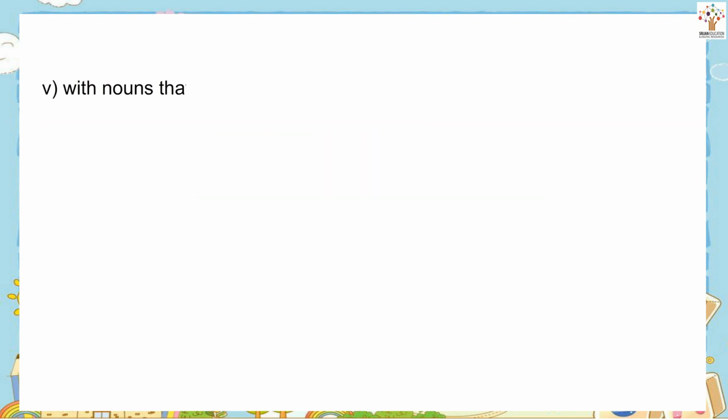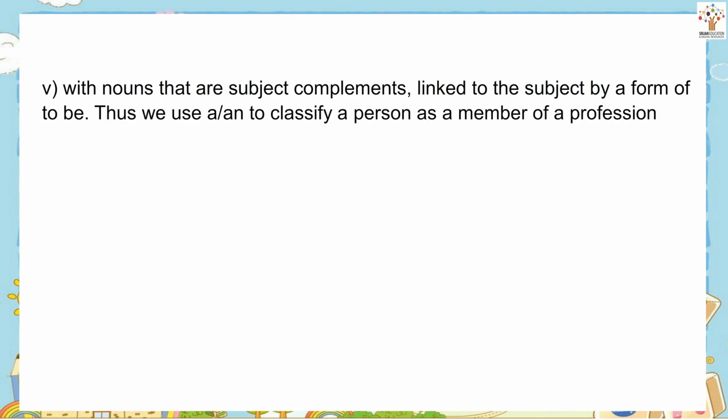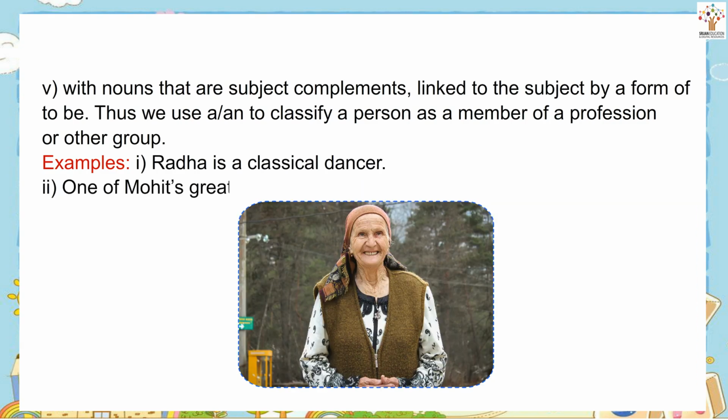With nouns that are subject complements linked to the subject by a form of to be. Thus we use a, an to classify a person as a member of a profession or other group. Examples: Radha is a classical dancer. One of Mohit's great-grandmothers was a Russian.